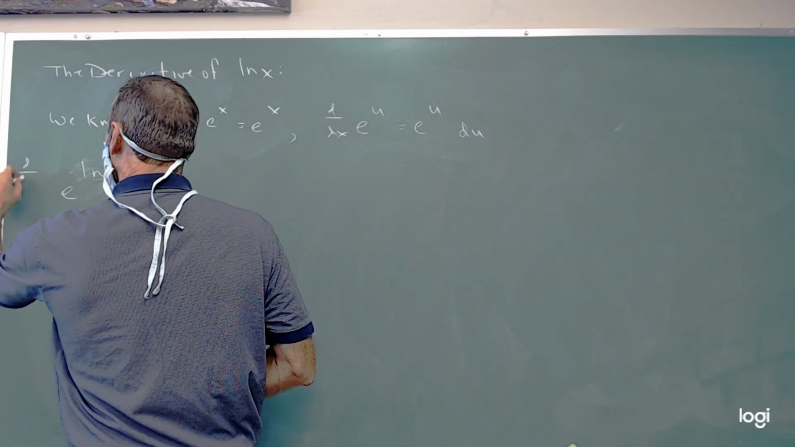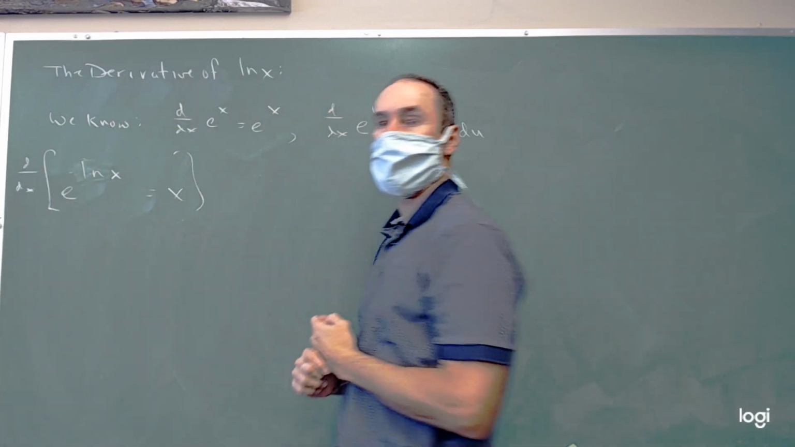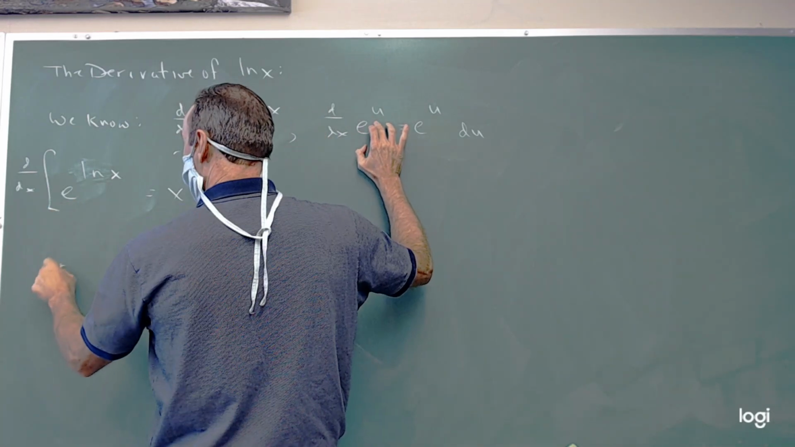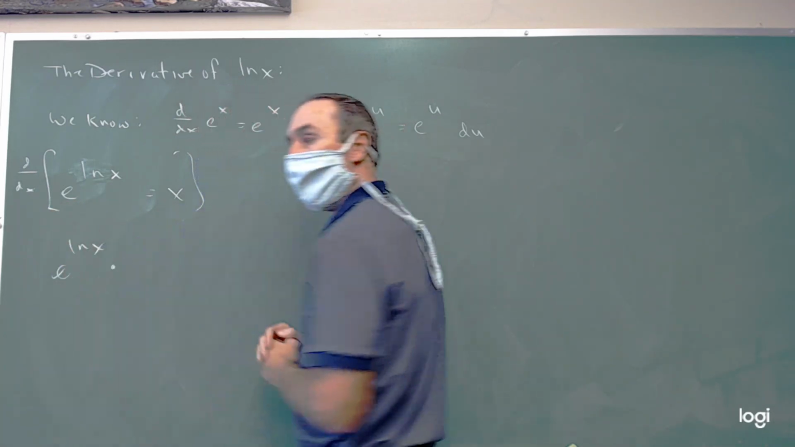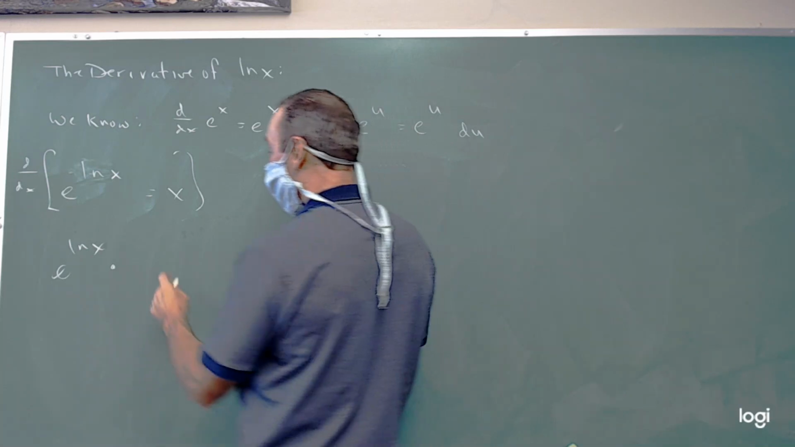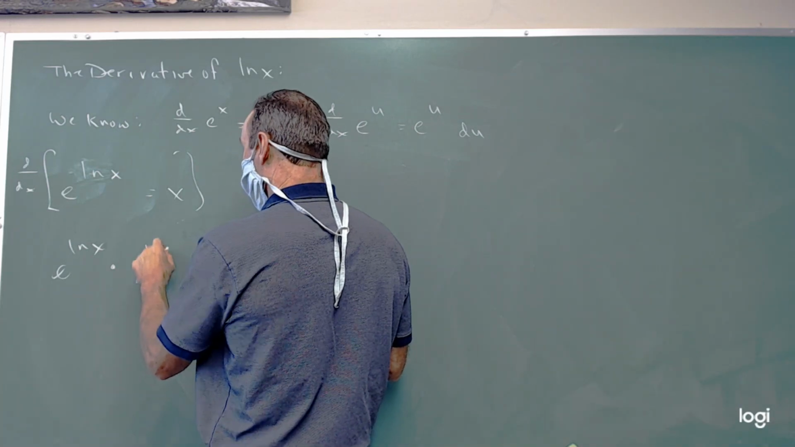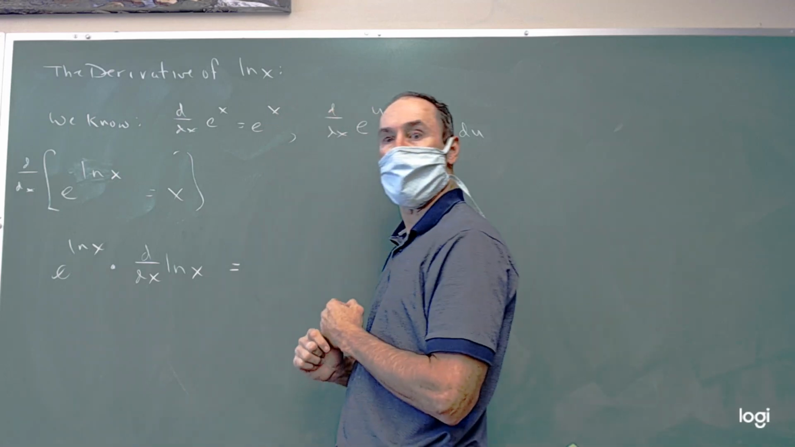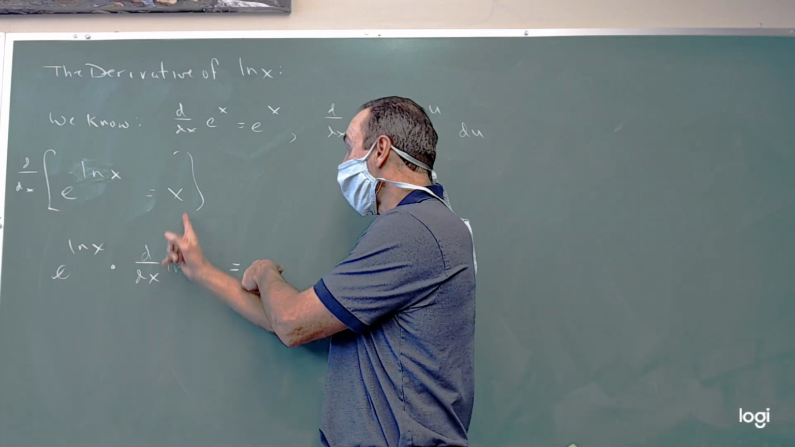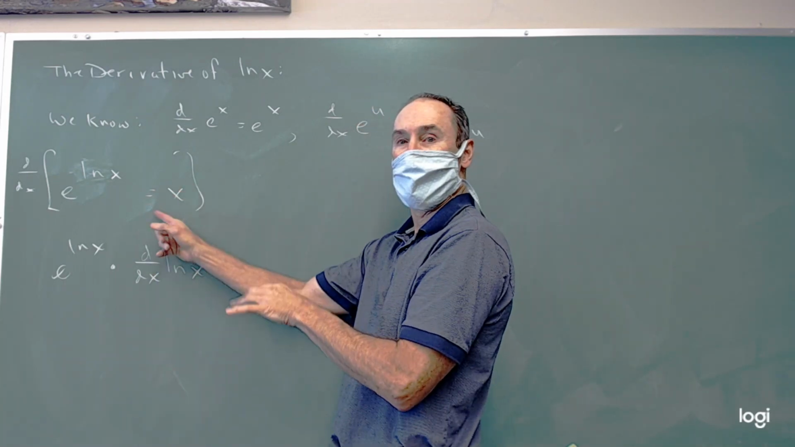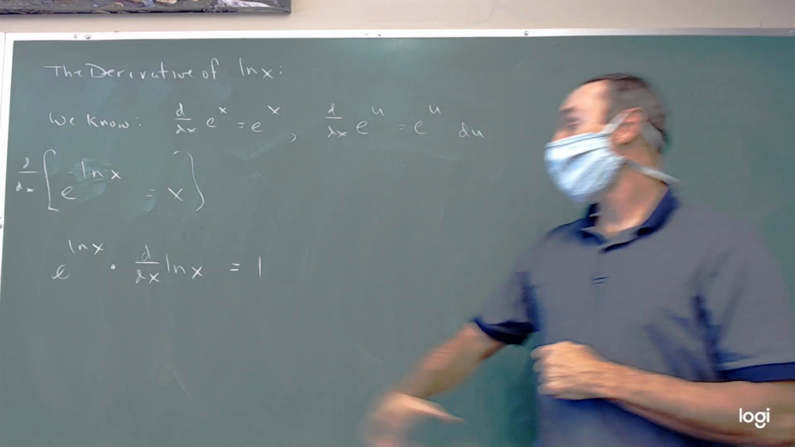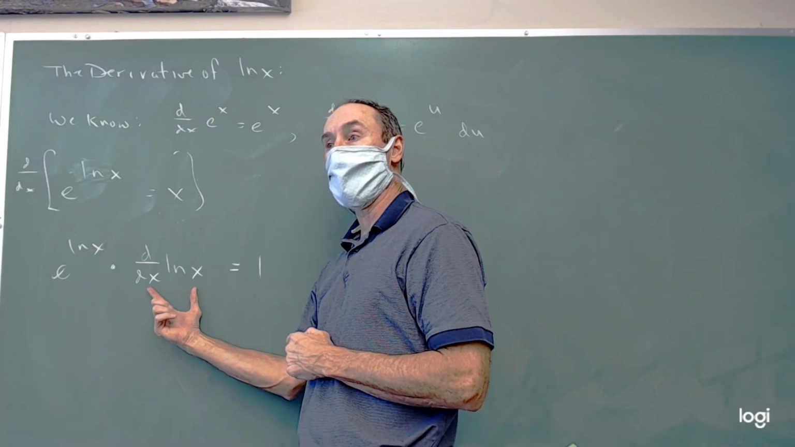So I'm going to take the derivative of both sides here. On the left side, we're going to get e to the u, that same exponential back, times the derivative of the exponent, but I don't know that. So I'm just going to call it for now the derivative of natural log of x. So that's my e to the u du. That's equal to, on the other side, the derivative of x, which is 1. You with me? Now we're going to solve for this thing we don't know, the derivative of natural log x.